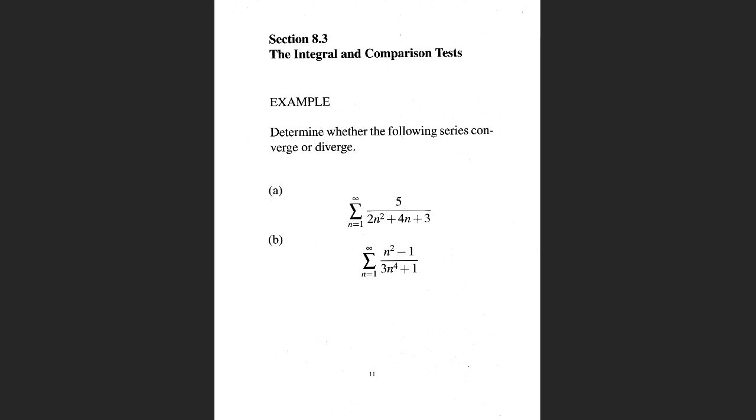Okay, so let me ask you about this first series: can the denominator be factored in this first series? The series n equals 1 to infinity of 5 over 2n squared plus 4n plus 3.